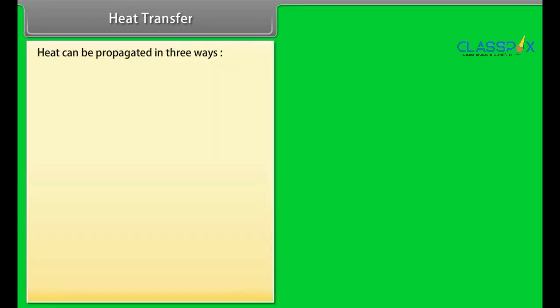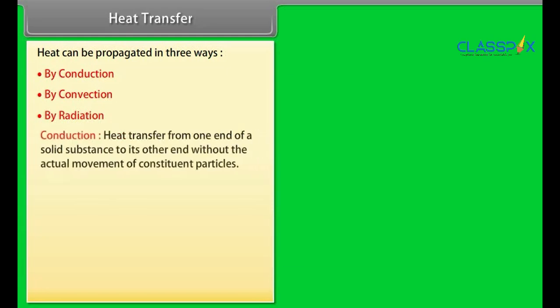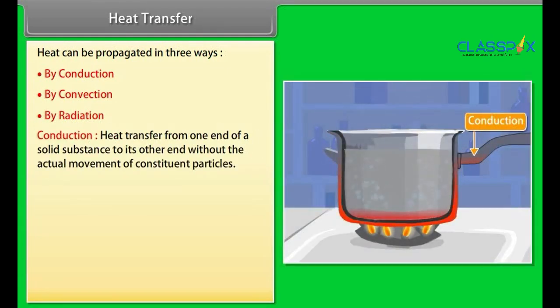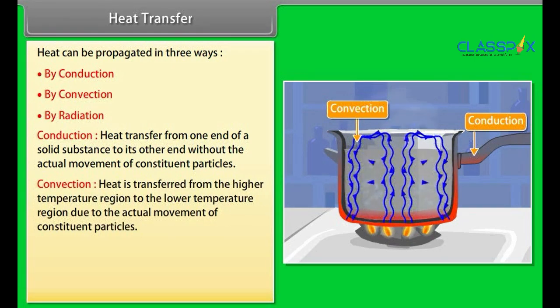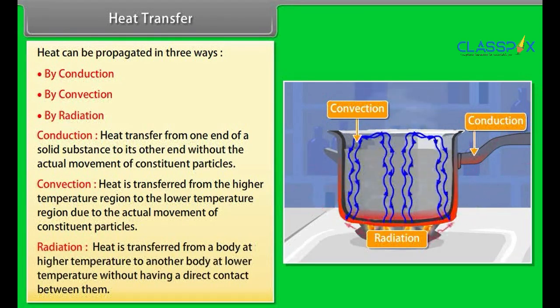Heat transfer. Heat can be propagated in 3 ways. Number 1, by conduction. Number 2, by convection. Number 3, by radiation. Conduction. Heat transfer from one end of a solid substance to its other end without the actual movement of constituent particles. Convection. Heat is transferred from the higher temperature region to the lower temperature region due to the actual movement of constituent particles. Radiation. Heat is transferred from a body at high temperature to another body at lower temperature without having a direct contact between them.